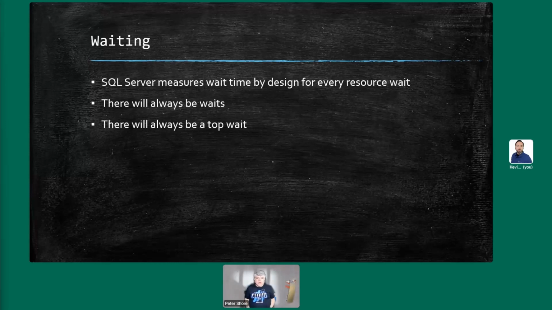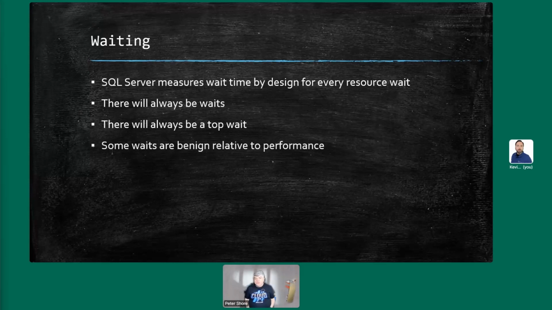There are always going to be times where we wait for resources. And as such, there's always going to be something we can put at the top of the waiter list, which is always a good place to start. Let's troubleshoot our most frequent wait and see if we can reduce it and minimize it.